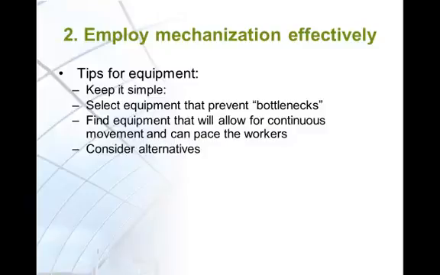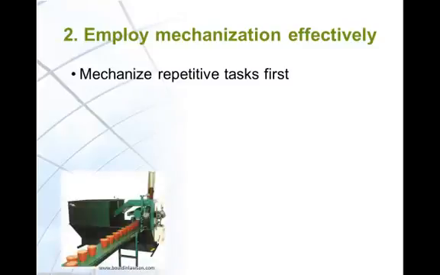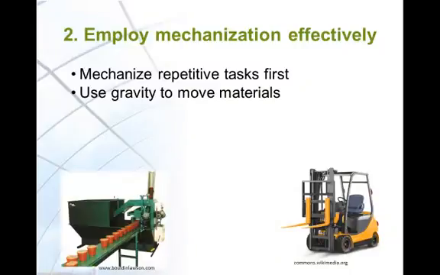To use mechanization effectively, mechanize repetitive tasks first. Use gravity to move materials. Feed bulk materials by gravity through bins or hoppers to potting machines. Materials heavier than 50 pounds should be moved mechanically to avoid tiring. Use forklifts, wagons, conveyors, or carts.